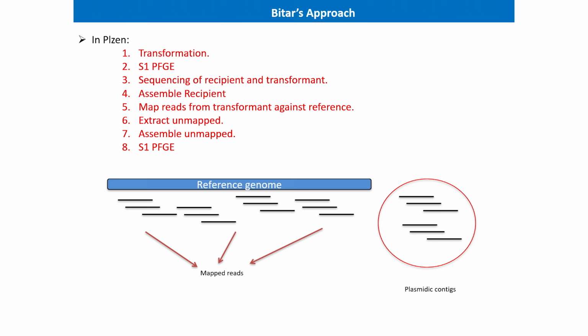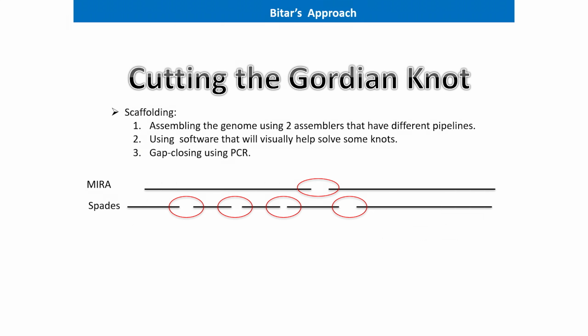So I would do Illumina sequencing, and then I map the reads against the reference, taking all the chromosome out, and then you're left with your plasmidic reads. Of course, there are some parts that are found in both the chromosome and the plasmid that you will lose in this process. Another thing you can do is try to do assembly using 2 different pipelines or assemblers in order to see if one assembler will produce some contigs that are a little bit longer, and you can close the gap.